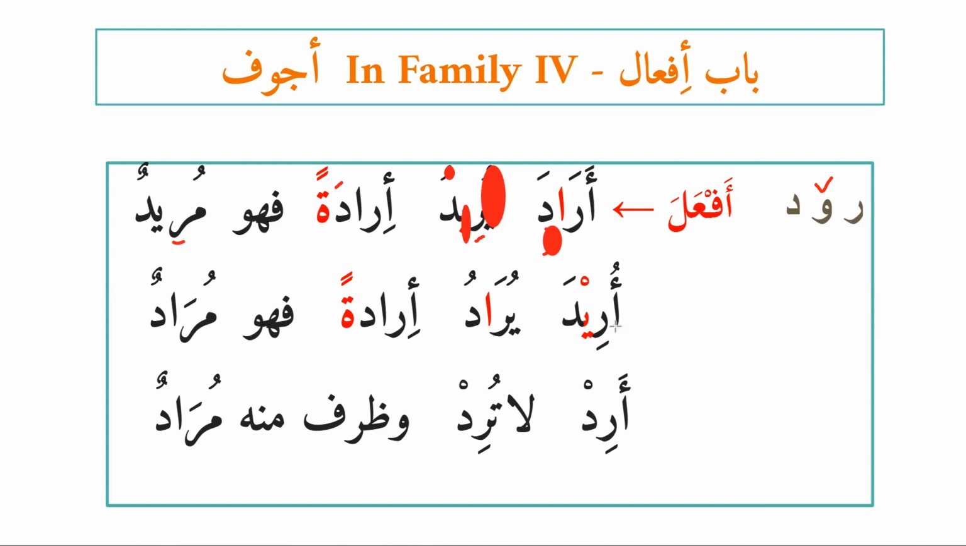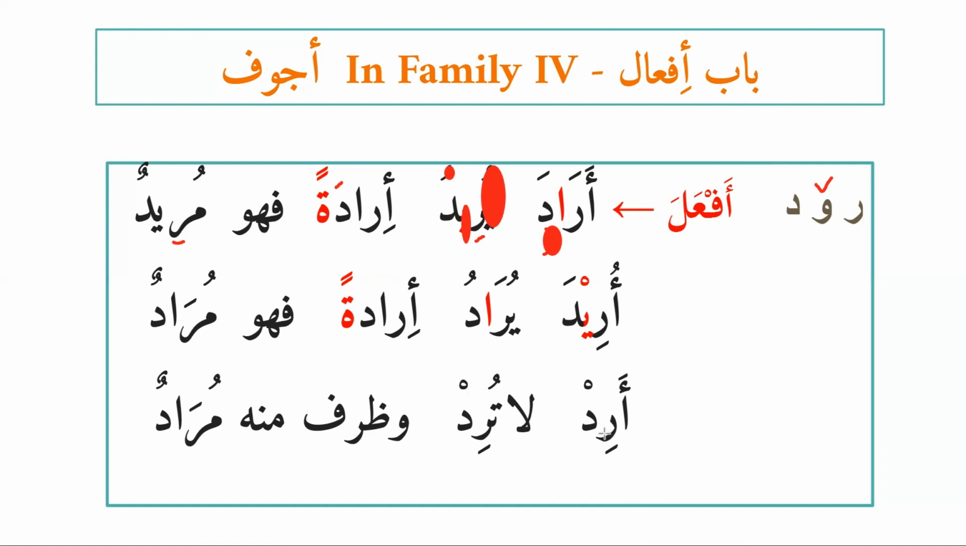Instead of turidu, it becomes arid. Like from anta form, turidu, it becomes arid. And then la turid for nahi, and zarf pattern follows the same as ism maf'ul. You know, for mazid fihi families, zarf pattern is the same as for ism maf'ul. So that's how it is. Okay.